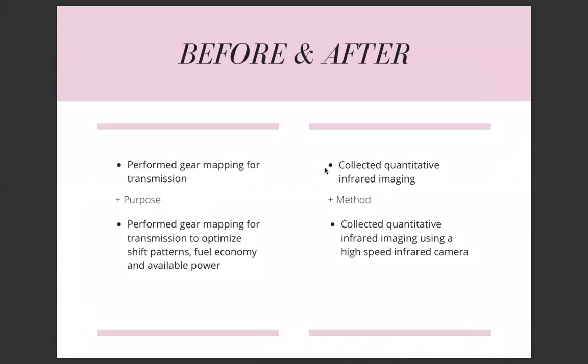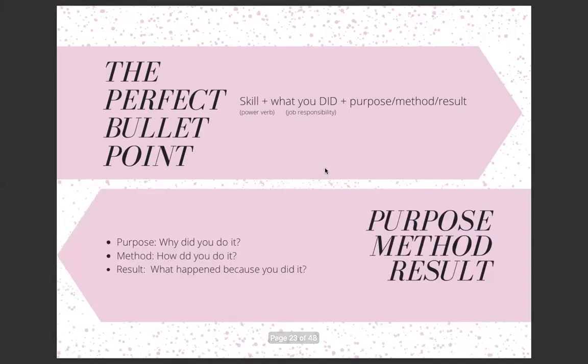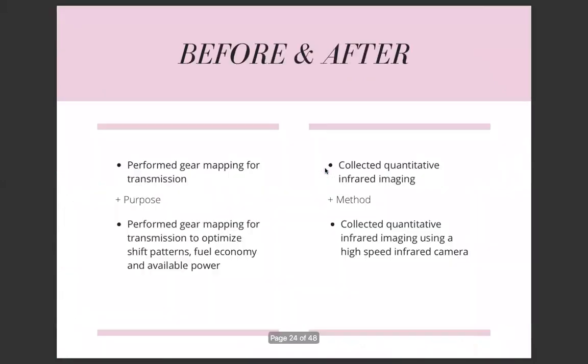Here's an example of a poor bullet point that's missing a piece. One example is "performed gear mapping for transmission." We can see that includes the skill and what you did, but it's missing the purpose. A better way to frame that would be "performed gear mapping for transmission to optimize shift patterns, fuel economy, and available power."